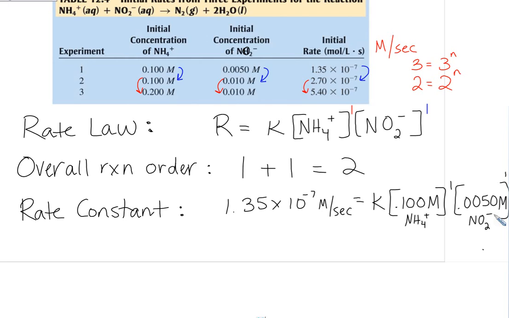For sig figs, maybe 2 or 3. Technically, that nitrite, 0.0050, is only 2 sig figs. So maybe I'll just put 2. K equals 2.7 times 10 to the negative 4th. So numerically, there's my value of K, and that should be constant. You can pick any trial of data and plug it in the exact same way. K should be constant.